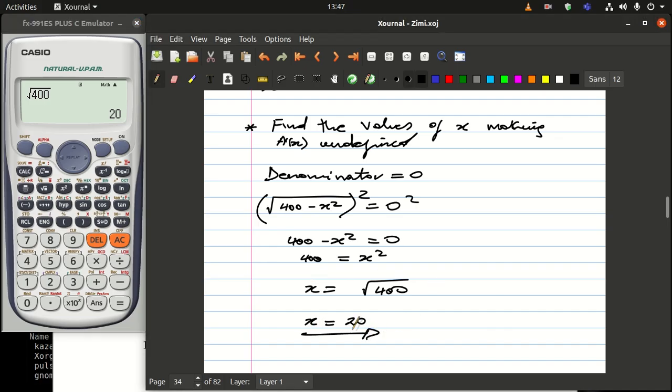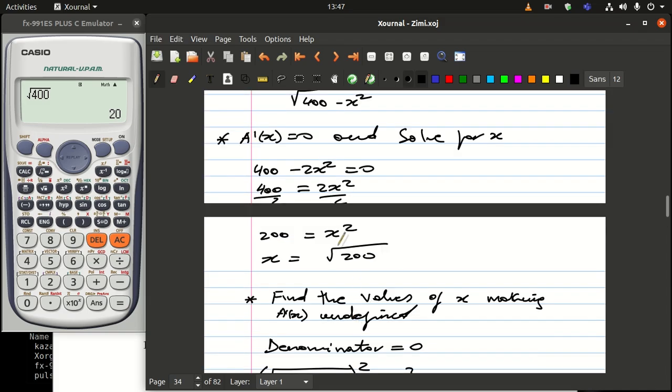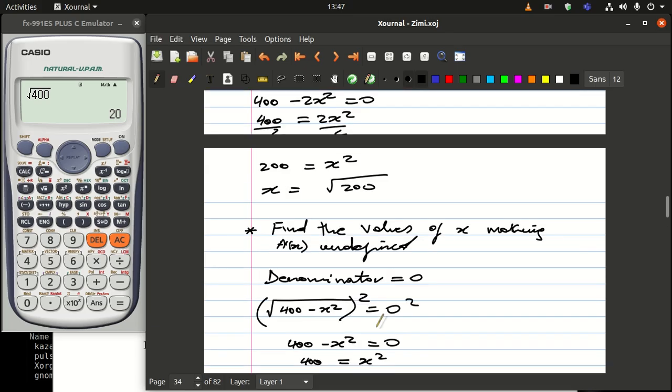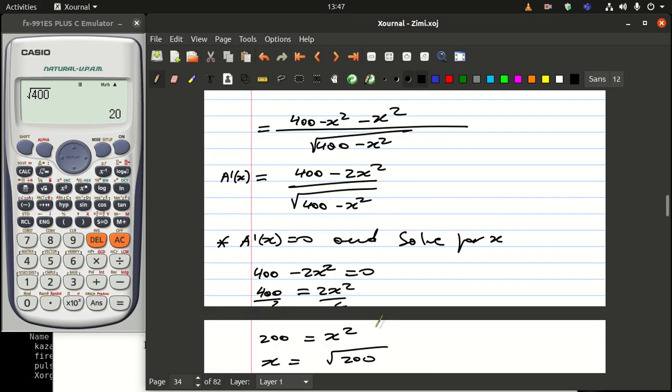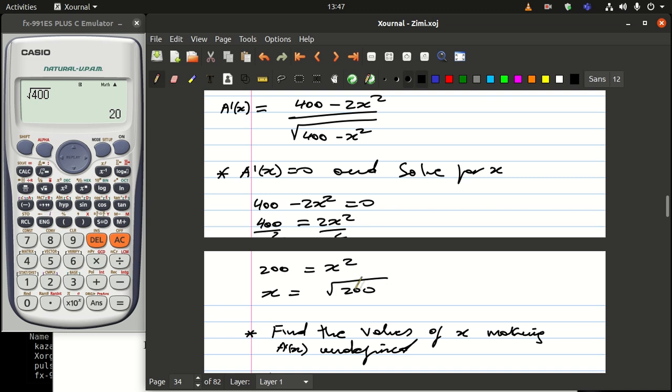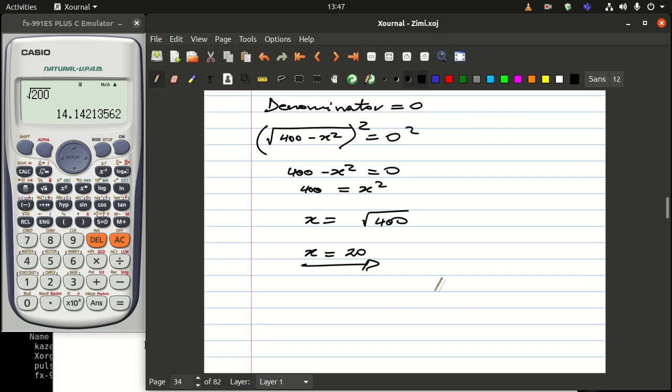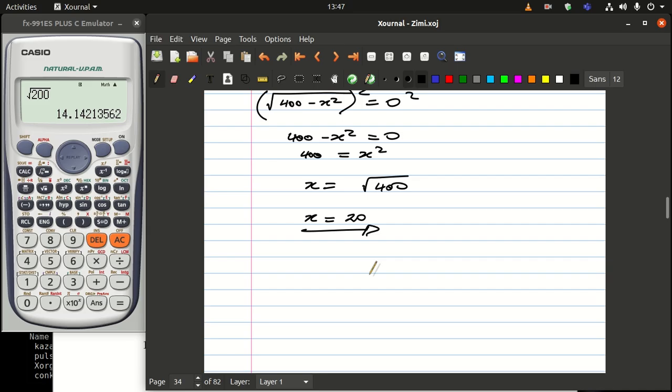Now we have this critical value. We also have the other critical values, which is this one here, the square root of 200. What is the square root of 200? The square root of 200 is just the same as 10 root 2, which is approximately equal to 14.14, and also this one here, just a 20.